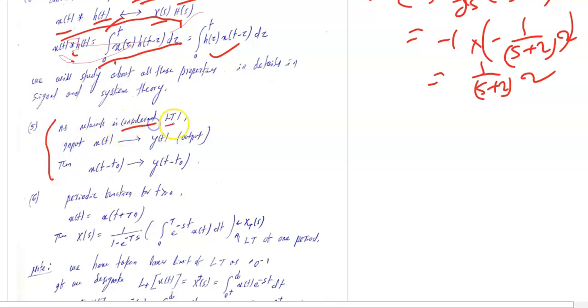A network is considered linear time invariant. When input x of t gives the output y of t, if I shift the input by t0, the output is exactly shifted by the same time.